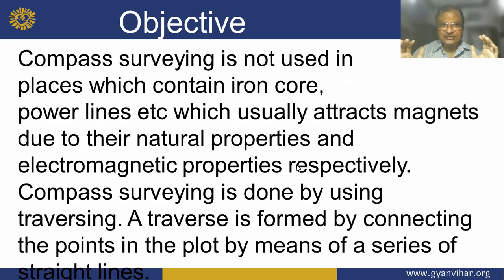Dear boys, compass surveying is not used in places which contain iron ore or power lines, which usually attract the magnet, due to their natural property and electromagnetic property respectively. And compass surveying is done by using traversing. A traverse is formed by connecting the points plotted by means of a series of survey lines.